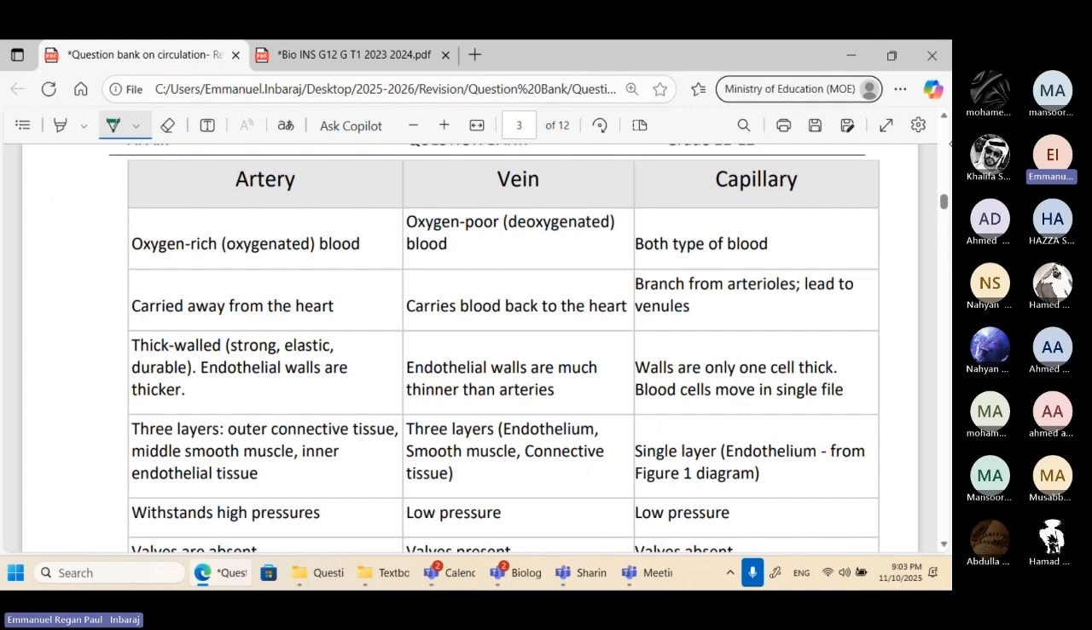Now see, what is the table? Artery. What type of blood do they carry? Oxygen rich blood. Okay, they carry oxygen rich blood or oxygenated blood.